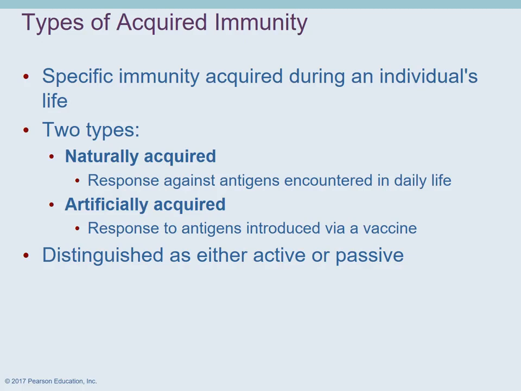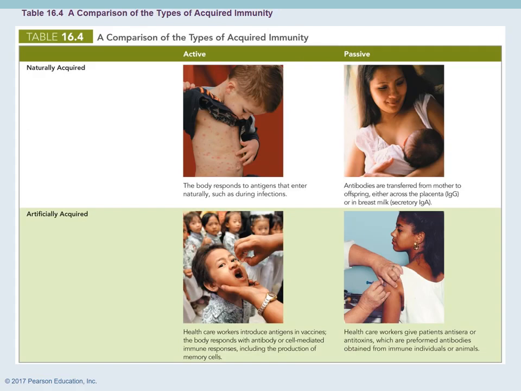This is subdivided into the humoral immunity, which deals with your B cells, and cell-mediated, which are your T cells. Specific immunity can be acquired a couple different ways. It can be naturally acquired because you encountered it just in your normal daily living, or it may be artificially acquired. And then we will distinguish it as either active or passive.